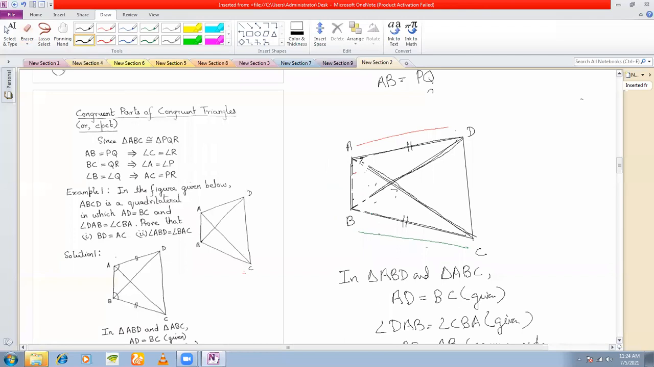Okay, so this angle is given to be equal to this angle. Now what do you have to prove? Angle ABD, that means this angle here, is equal to angle BAC, this angle. These two angles you have to prove equal. Okay, so how do you prove them to be equal?